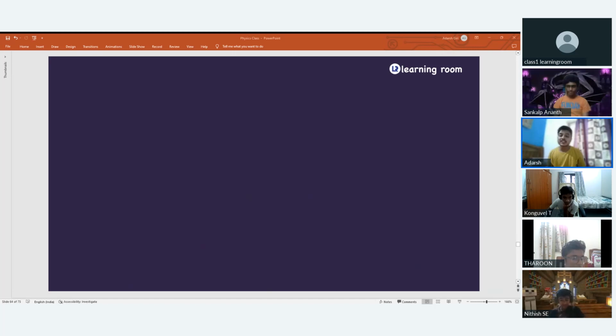So you have to define that vernier scale. That is the movable scale, so that can take up the readings till 0.01 centimeter. Answer should be like: the vernier scale is a movable scale on the main scale which can read up to 0.01 centimeter. This was correct.